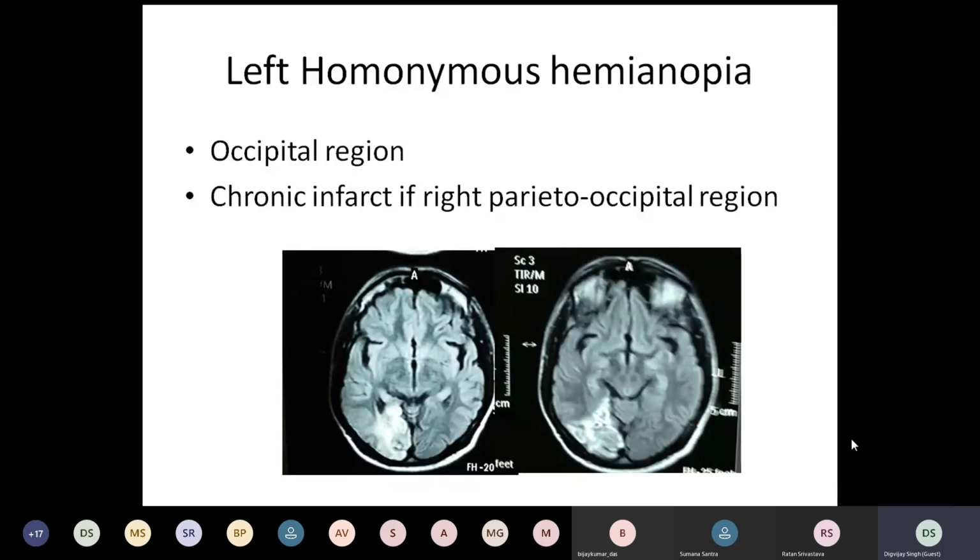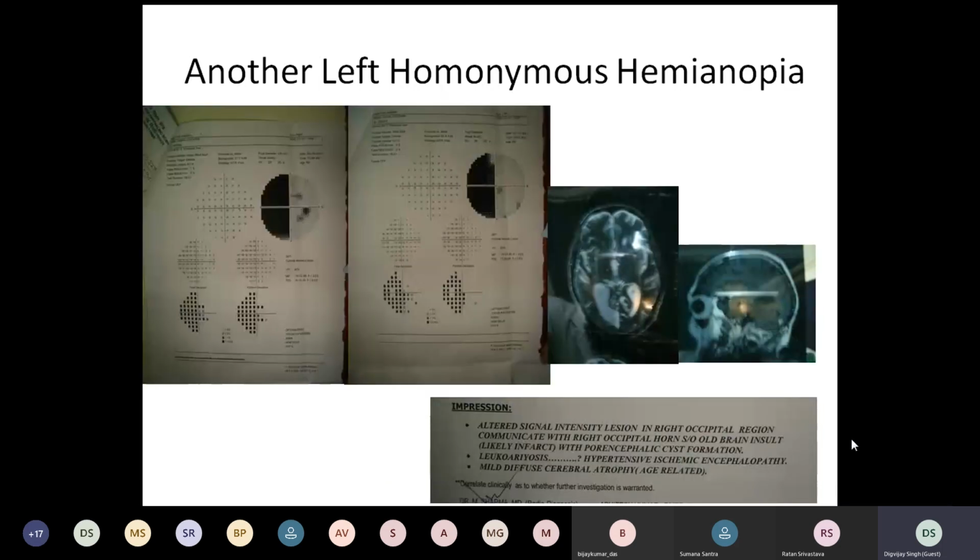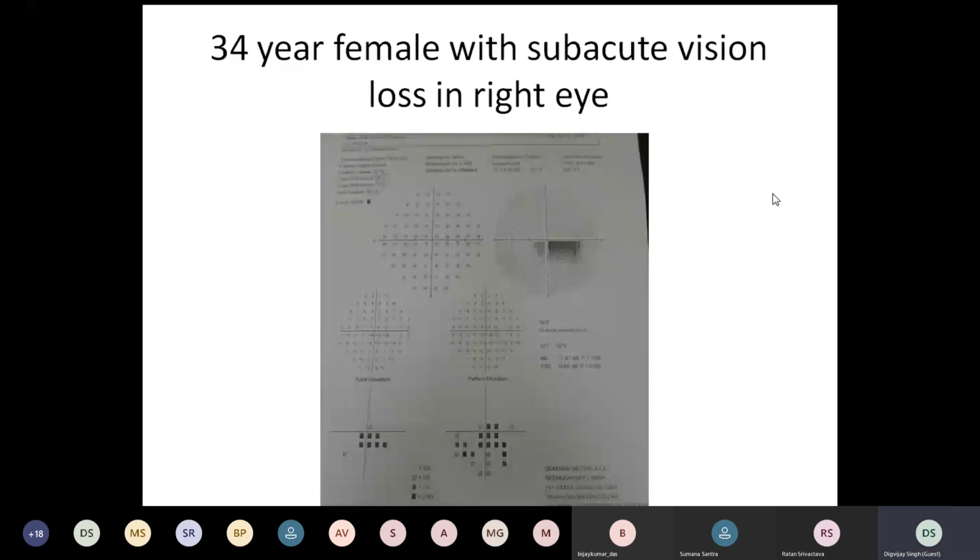So if you remember these basic concepts, you'll be able to localize where the lesion is. So, another left homonymous hemianopia, you can see here, similar to the other one. Here again, you can see an infarct, and you can see this horn of the occipital lobe is much larger in this MRI. So again, it's multiple infarcts, but a posterior parieto-occipital infarct again leading to this. So another homonymous hemianopia. Okay, let's come to the next one.